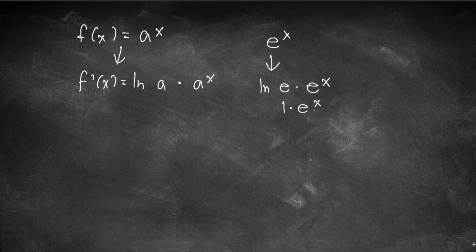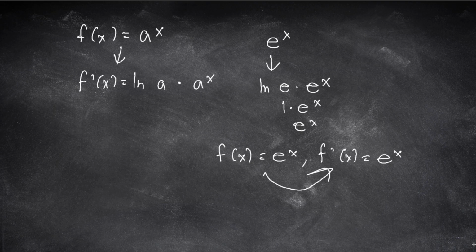So 1 times e to the power of x, that's just e to the power of x, which is really cool because if your function is e to the power of x, the derivative is also e to the power of x. So usually you don't really need to memorize this formula. All you have to do is memorize this one, because e to the x is just a specific case of this formula.